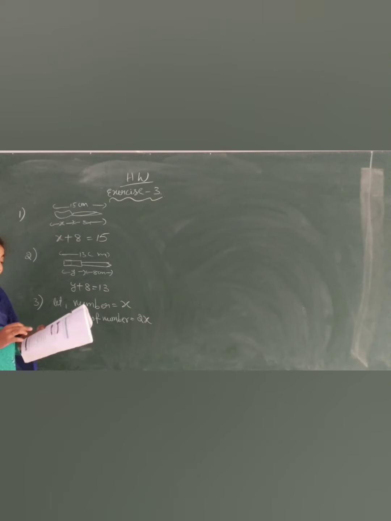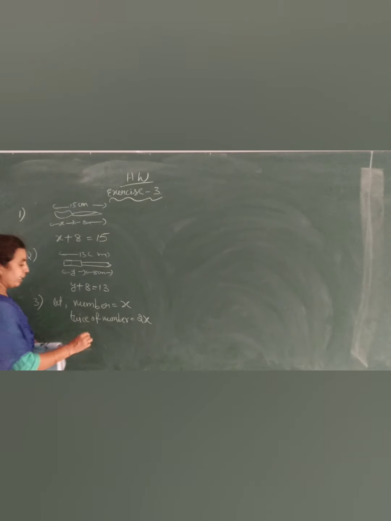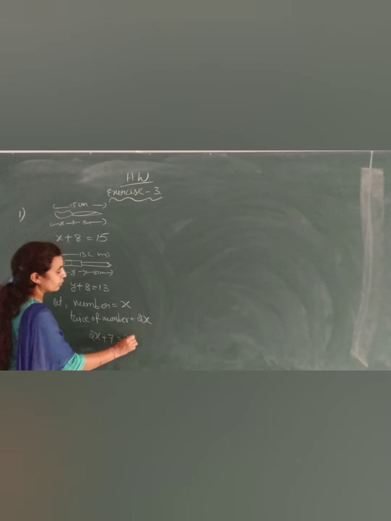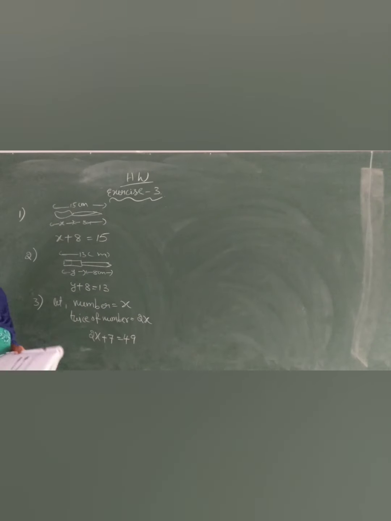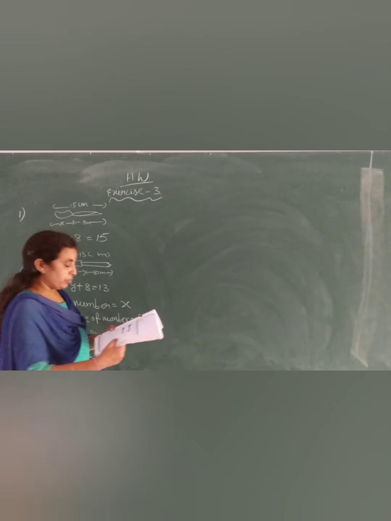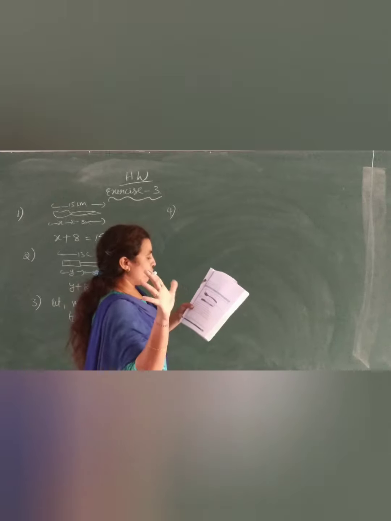Now, when you add 7 to this 2x, you will get 49. That means 2x plus 7 is equal to 49. This is the required equation, and solve it and find x value from this equation. This is also homework for you. Now, fourth problem. I'll give you five problems as homework.